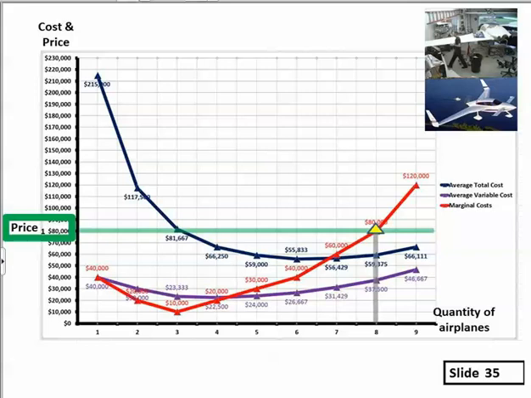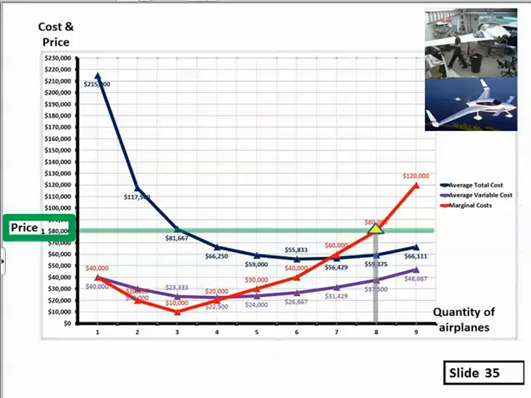Well, what we're really looking for is to produce at a point where our marginal revenue is equal to our marginal cost. But we haven't talked about marginal revenue, have we? Well, let's talk about marginal revenue for a minute. Marginal revenue is the additional revenue that one more unit will bring you.